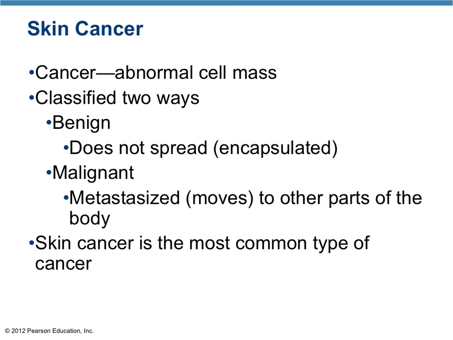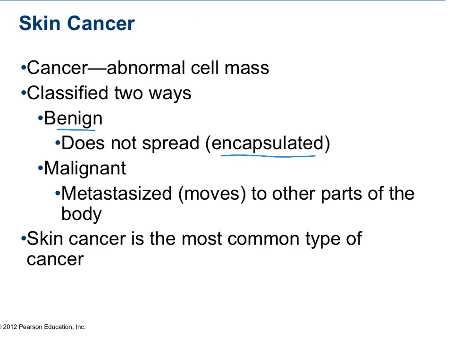Skin can also develop cancer, and so it's when you have an abnormal cell mass, right? And typically cancers divide more quickly or grow more quickly than other types of cells. They are classified in a couple ways. So benign tumors are not tumors that are spreading. So they're encapsulated, they don't go anywhere, they're easy to remove. And then that's contrasted with malignant tumors. They're metastatic, meaning that they can move to other parts of the body. And skin cancer is, in fact, the most common type of cancer.